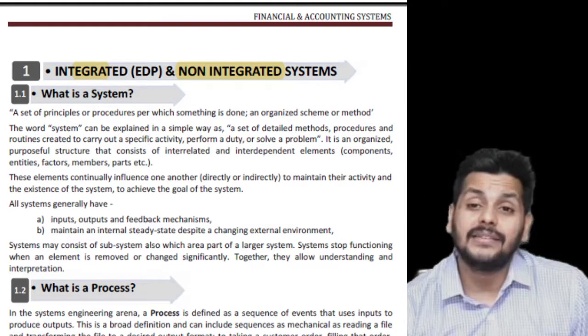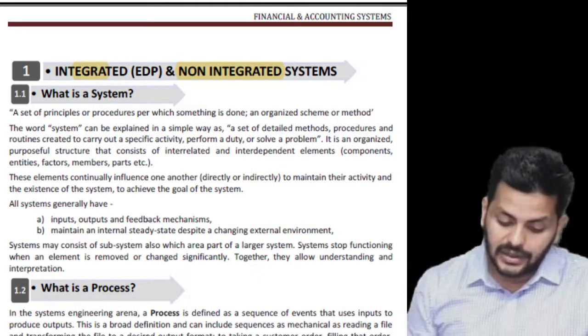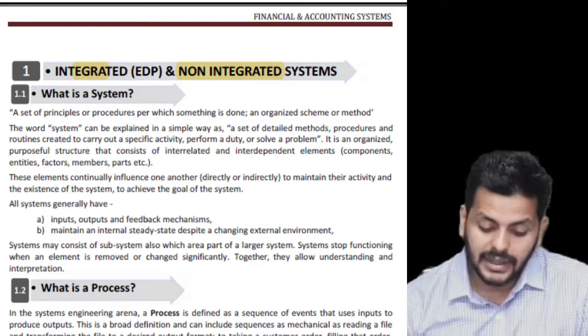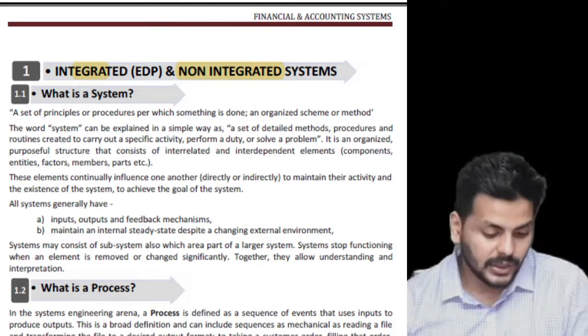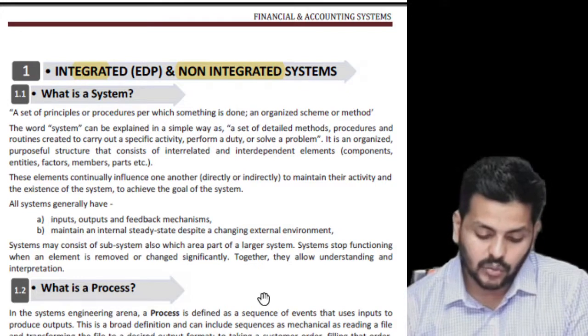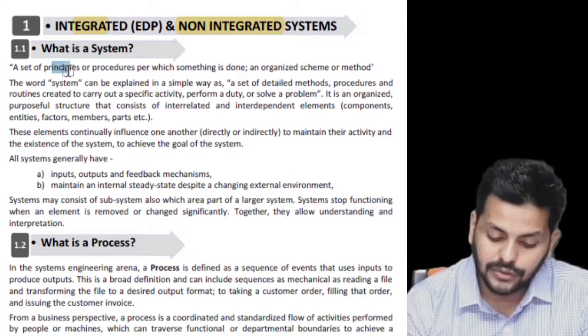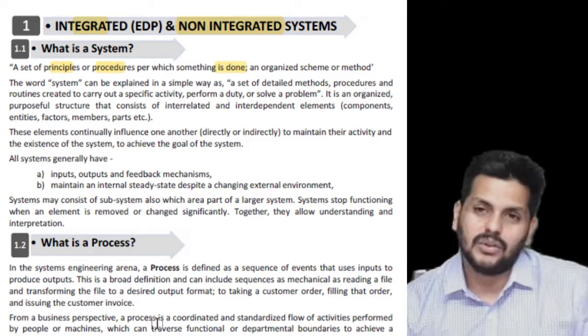And then we have classification of data into master data and transaction data, which we already know. So if there is anything new, we will stop by and look at it, but otherwise it's going to be a very safe read, I guess. Okay, let's start with the first definition, which is, what is a system? A set of principles or procedures by which something is done. So you know what a system is, right?